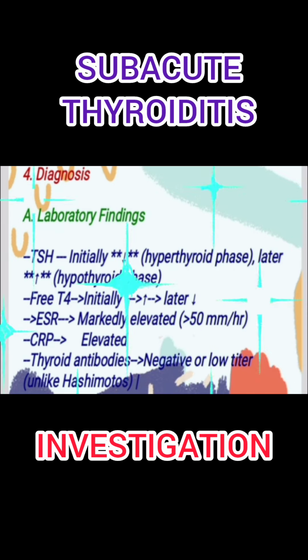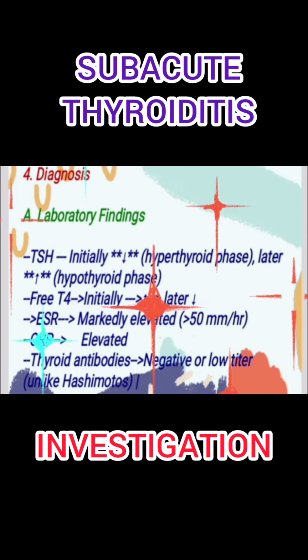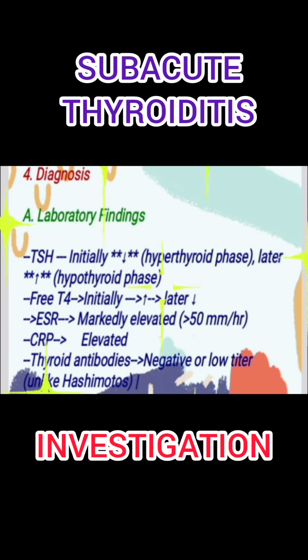But what else? There was something mentioned as a very strong indicator. ESR. Yes, the ESR, erythrocyte sedimentation rate. Your sources really emphasize this one. It's typically markedly elevated. How high are we talking? Often greater than 50 millimeters per hour, sometimes even over 100. It's a non-specific marker of inflammation, but such a high level in this context is very suggestive of SAT. Okay, so really high ESR is a big red flag.